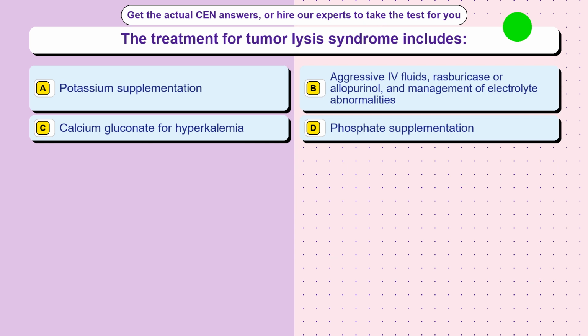Question 100. The treatment for tumor lysis syndrome includes: Option A, potassium supplementation. Option B, aggressive IV fluids, rasburicase or allopurinol, and management of electrolyte abnormalities. Option C, calcium gluconate for hyperkalemia. Option D, phosphate supplementation.